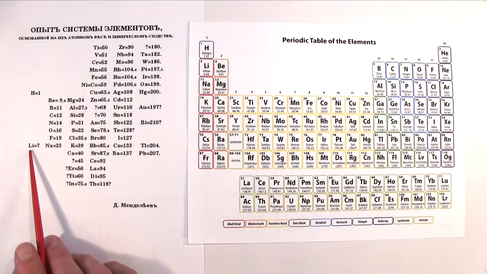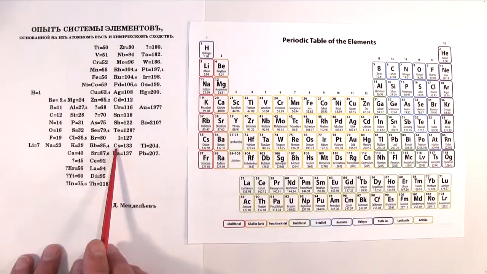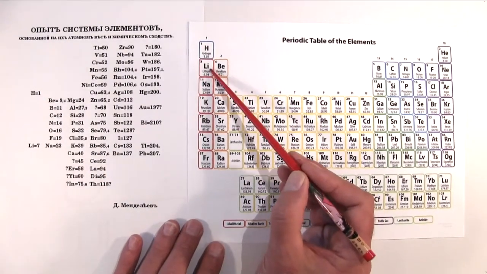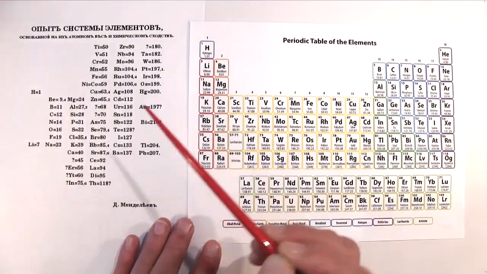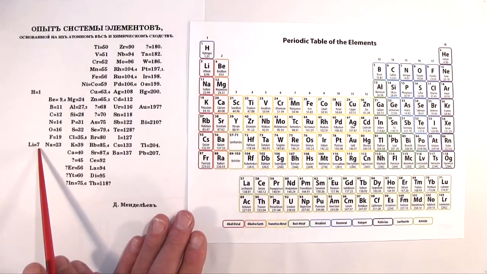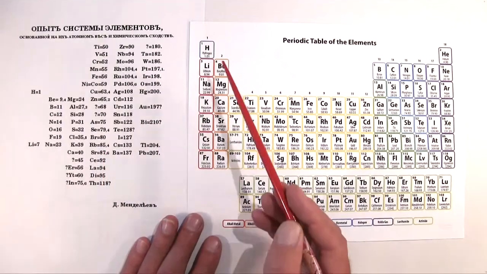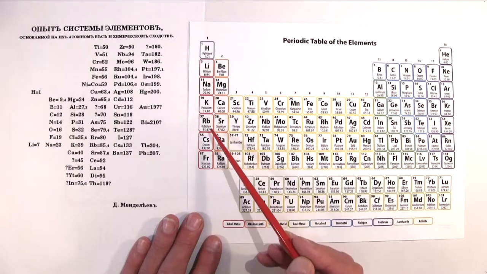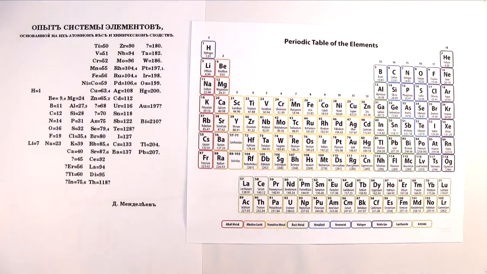You'll take a look at this. He has lithium, sodium, potassium, rubidium, and cesium in one row. Here they are in a column. Lithium, sodium, potassium, rubidium, and cesium. Okay? Here they had the relative weights. 7, 23, 39, 85. That's about 7. That's about 23. That's about 39. And that's about 85 and a half. Okay? So they're very, very similar.